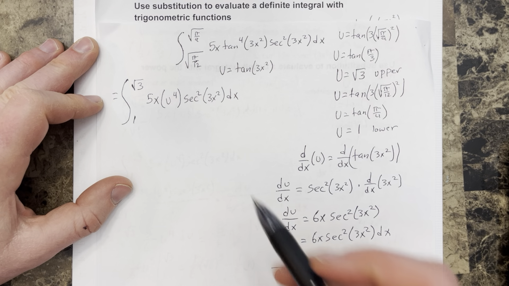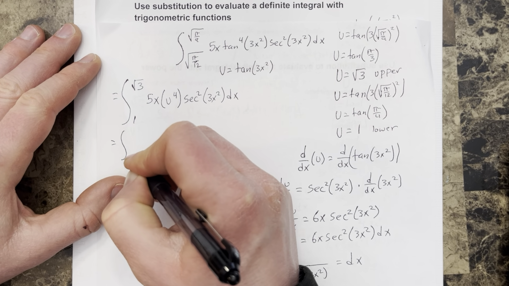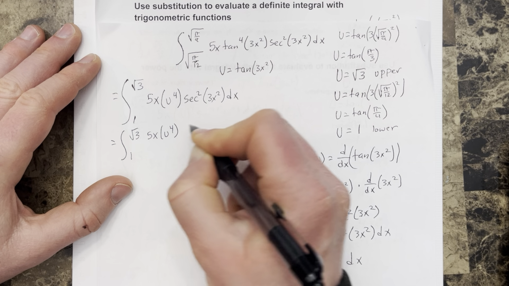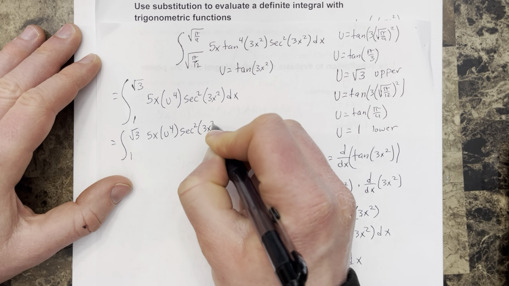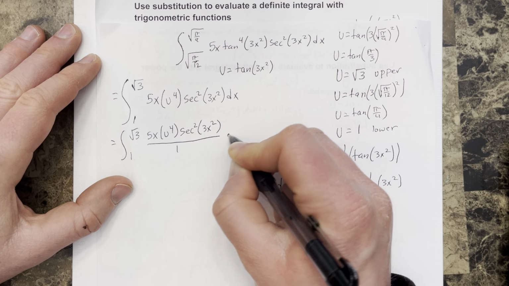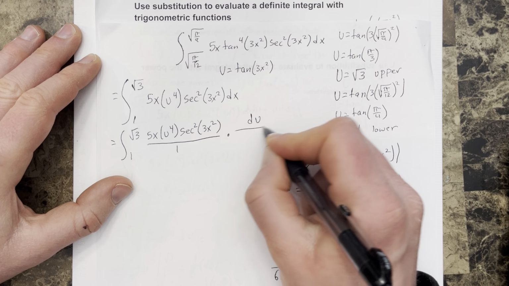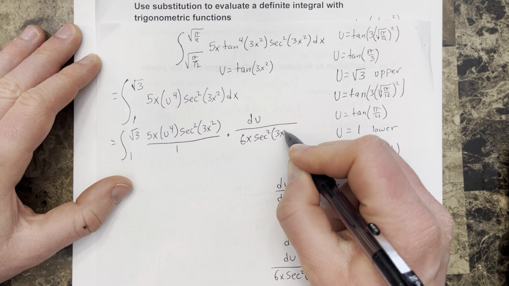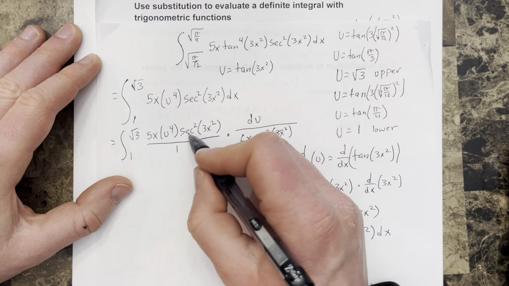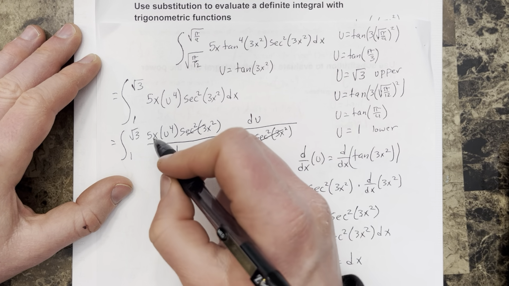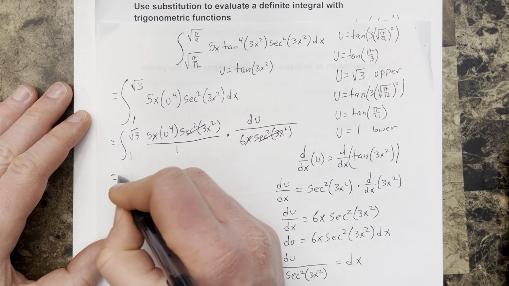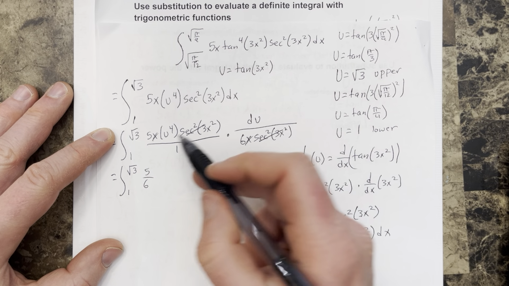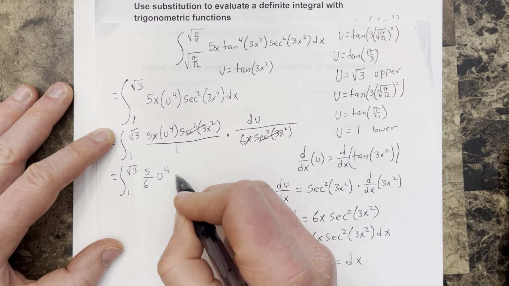I'm going to substitute this piece in for dx here. So I get the integral from 1 to root 3 of 5x u to the fourth secant squared 3x squared, times dx, which is du over 6x secant squared of 3x squared. You can see that the secant squareds are going to cancel. The x's will cancel. And I am left with the integral from 1 to root 3 of 5 over 6 u to the fourth du.